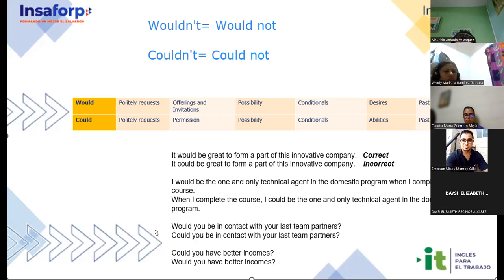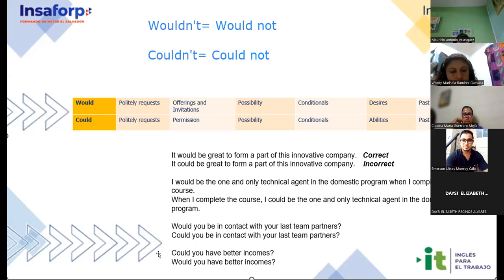Could you be in contact with your lasting partners? Ok, entonces todo va a depender del contexto, pero la idea ya la tomamos. Exacto. La primera es más directa y la segunda es más polite, más indirecta. Ok. Leamos la última.